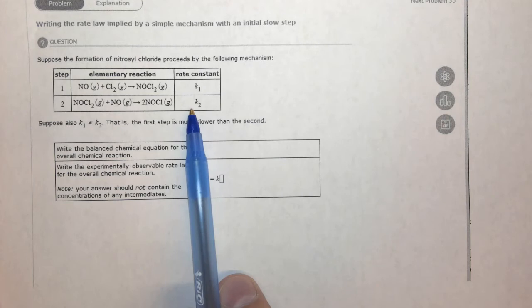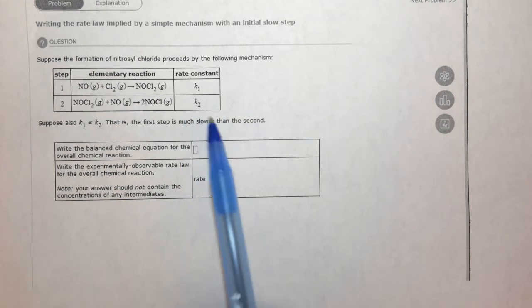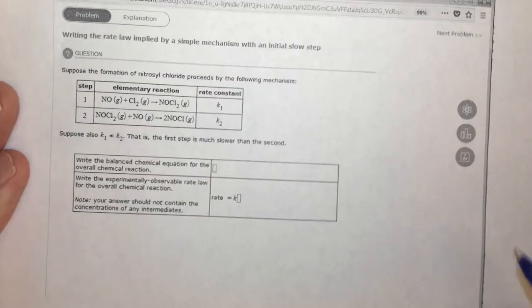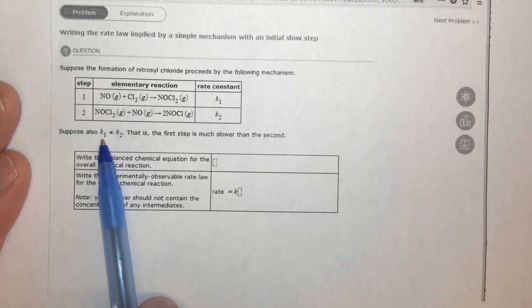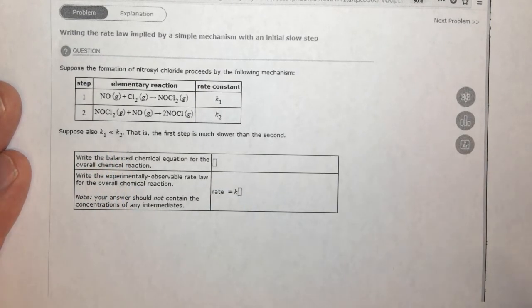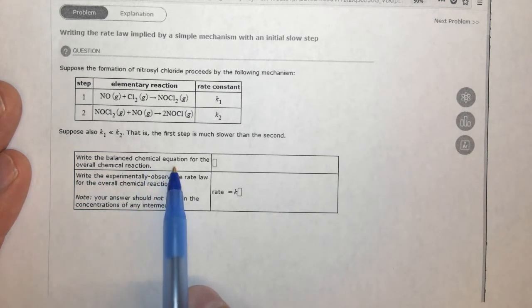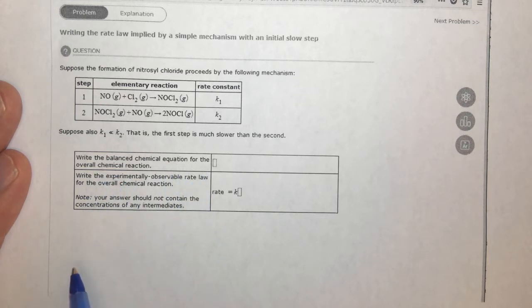So the higher the K, the greater the rate, because rate equals K times the concentration of things. So if K1 is much smaller than K2, that means that the first reaction occurs much more slowly than the second. So let's first find the overall balanced chemical equation for the overall chemical reaction. To do that, what we need to do is add these two reactions together.